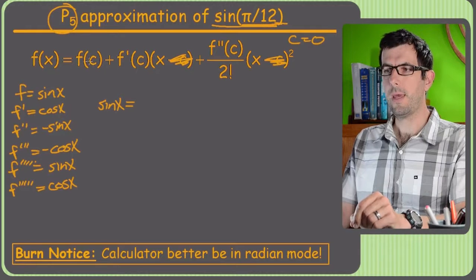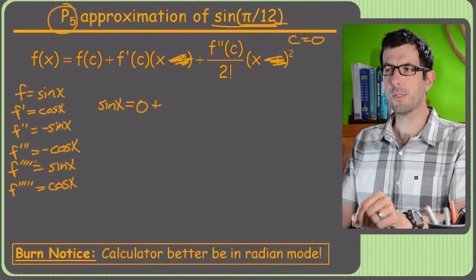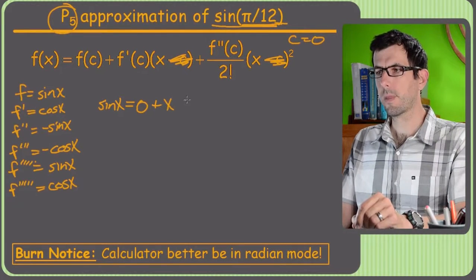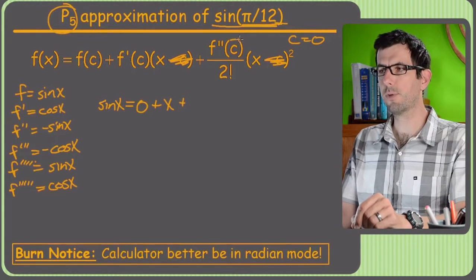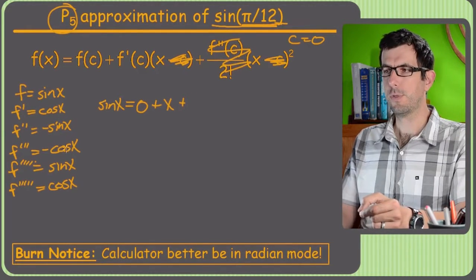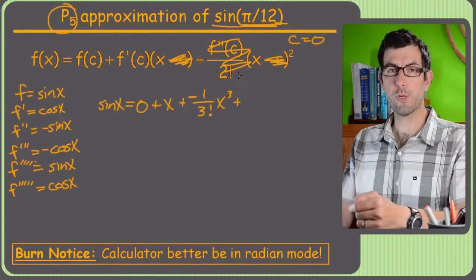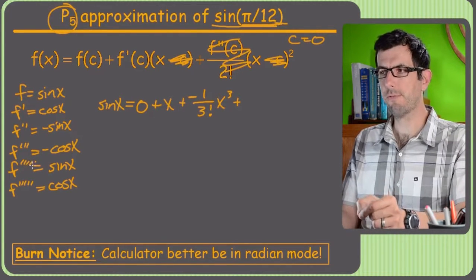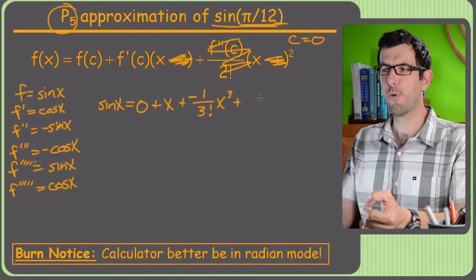So sine x equals f of 0, so sine of 0 is just 0, plus f prime of 0, so cosine 0 is 1, times x, plus f double prime of 0, so negative sine of 0, that's 0 again, so this term drops out. So now I need f triple prime of 0, which is going to be negative 1 over 3 factorial x cubed. Now my fourth degree term has the fourth derivative, so sine 0 again is 0, which means the fourth term goes away.